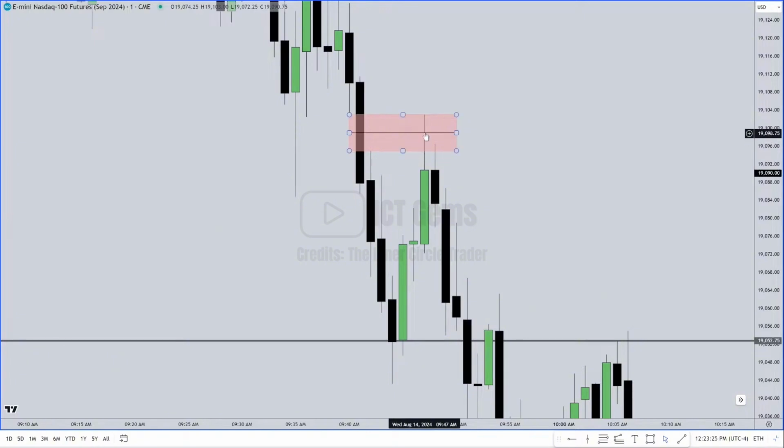Does it go all the way to the midpoint? Does it go all the way to the top? This is permissible. Remember that term? It's something that is allowed to happen, and it doesn't change the underlying direction or where the market's going to go. It just means that this is possible to happen. It doesn't change anything.